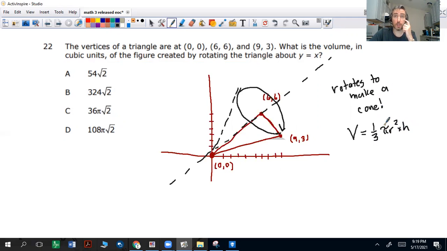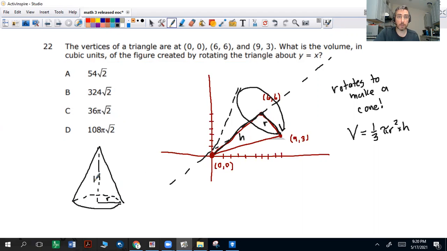So it says, what is the volume in cubic units of the figure created by rotating the triangle about y equals x? Well, what is r and h? R is this length here. The radius is the distance from the center of the circle to the edge. And the height is this distance here from the origin to the point (6, 6). Because in a cone, if I were to turn that upright, it would have a radius to look like that and a height to look like that. So this is just rotated, okay?